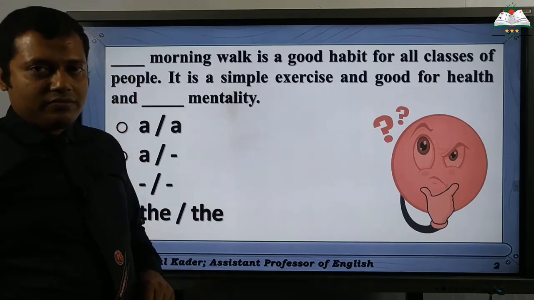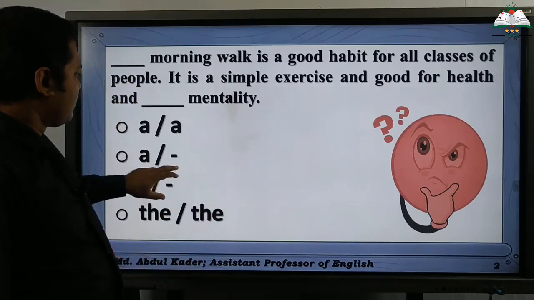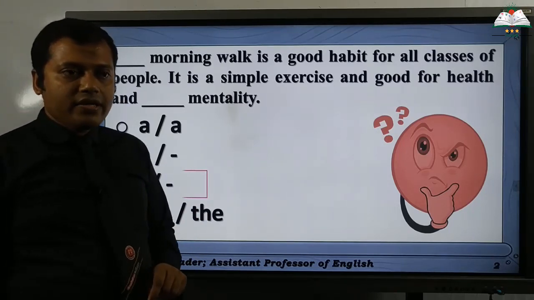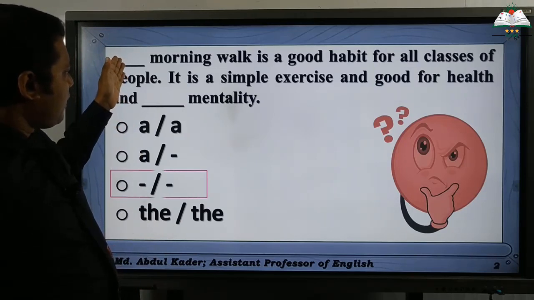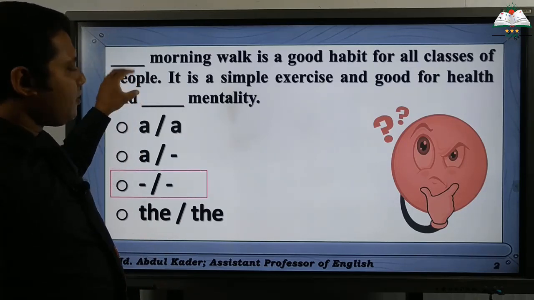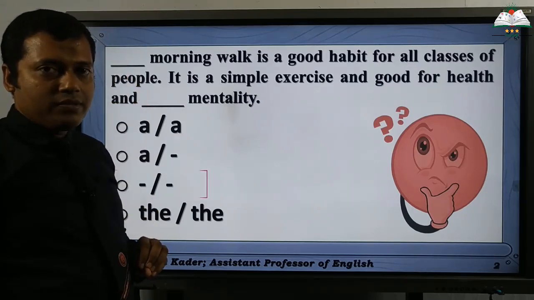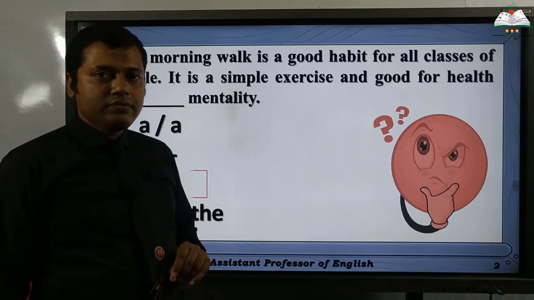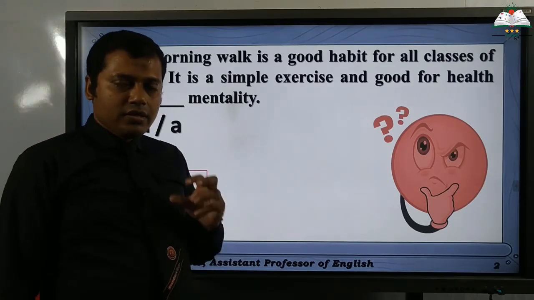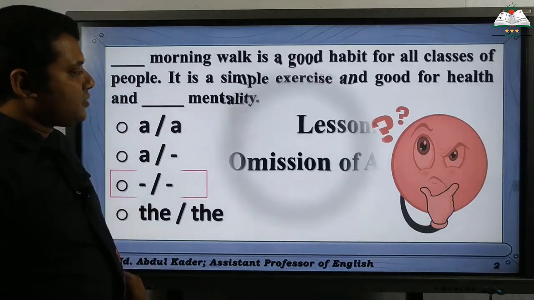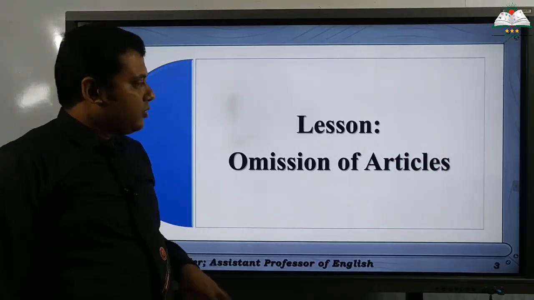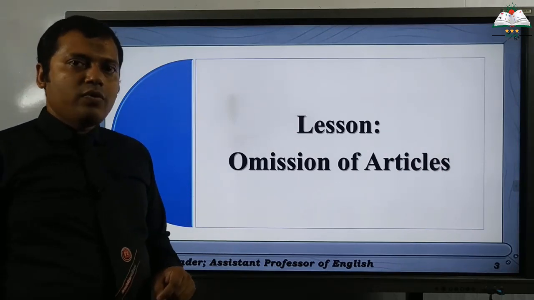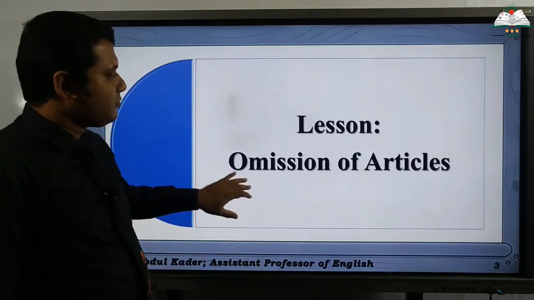What is the right option? You are correct. This is the right option. See here, we have not used any of the articles in the gaps. So our today's lesson, can you guess? Yeah, our today's lesson is omission of articles. Now let us start our class.